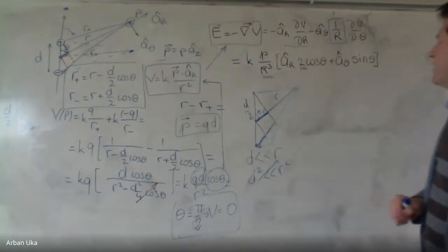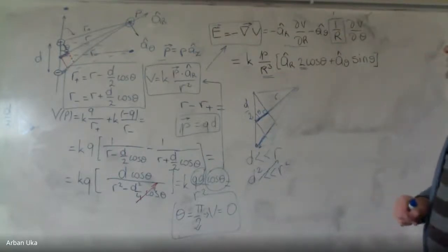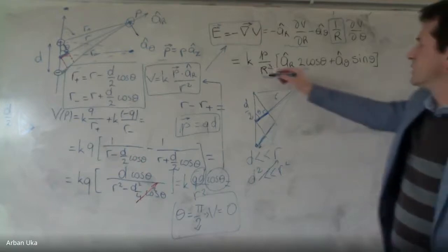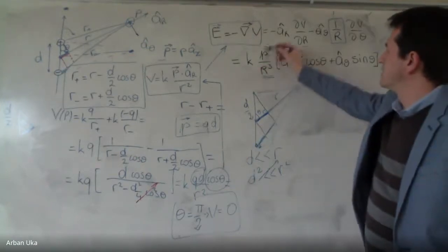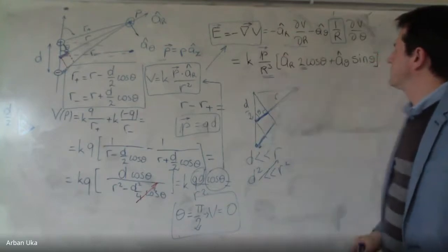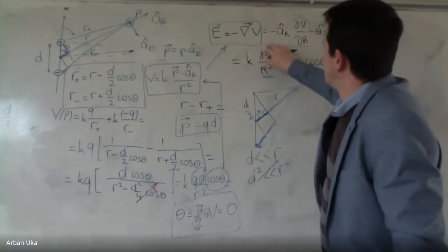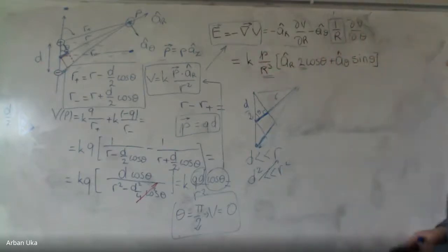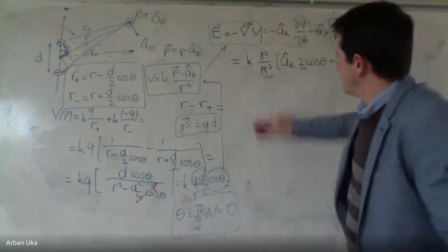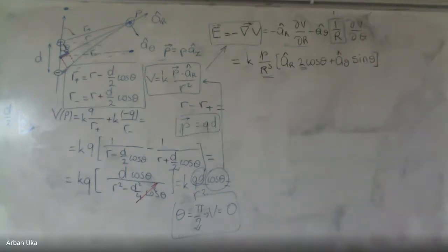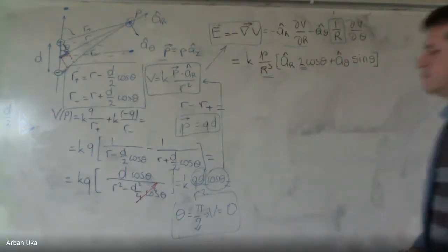Okay? So finally, if you check this expression again carefully, we find that the electric field is equal to, sorry, it's not a vector anymore, but the electric field is going to be this expression. So this was the expression for the electric dipole moment.